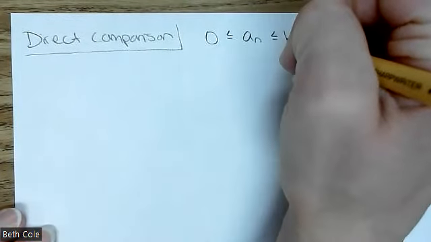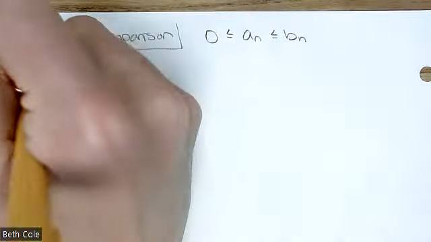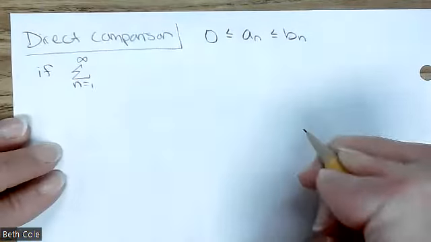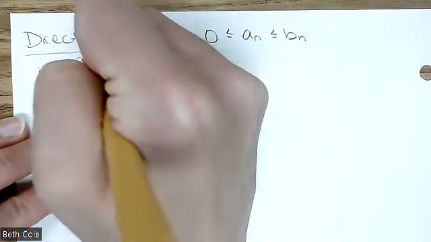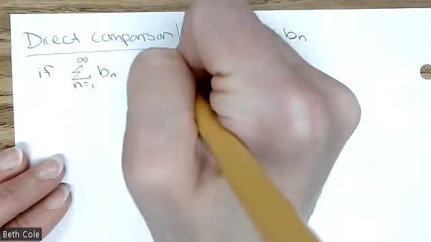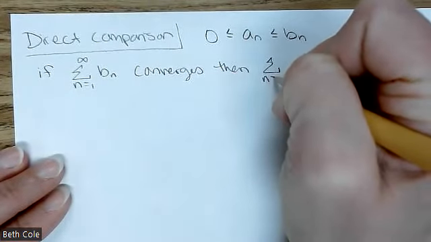So we're gonna say that A is smaller than B. So you have to worry and check about which one is smaller than the other one. So we're gonna say A is smaller than B. So if, and let me think which way I want to say this first. If B converges, then A converges.